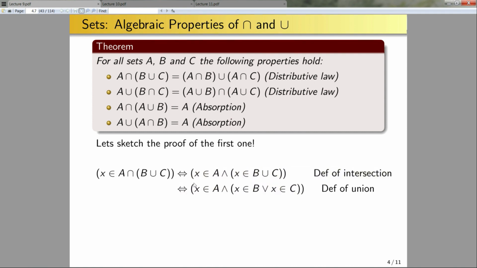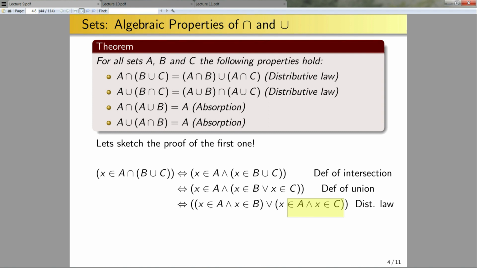Now, this statement here is in the form of, say, P and Q or R. So we can now use our distributive law to expand this. So explicitly using the distributive law for logical connectives, I can rewrite this as saying X is in A and X is in B, or X is in A and X is in C.